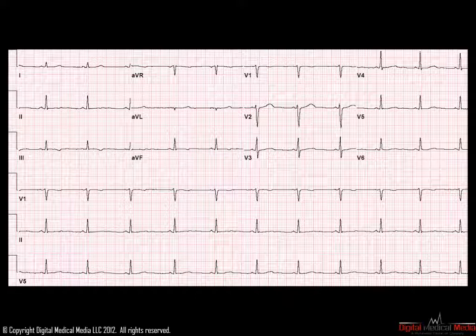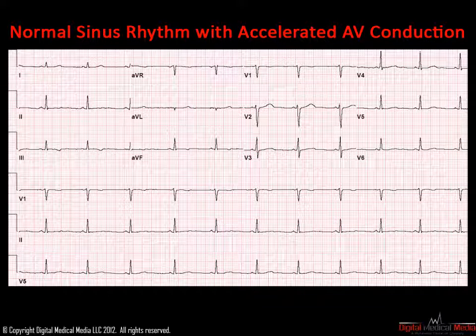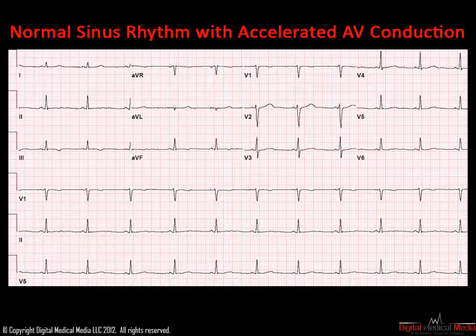Almost all patients with a short PR interval, such as this, are secondary to either an underdeveloped and small AV node or extremely fast conduction in a normal AV node. The correct interpretation of this ECG is normal sinus rhythm with accelerated AV conduction.